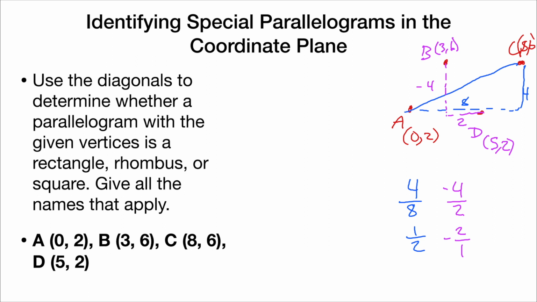Now they are not going to be congruent, which means it is not a rectangle and therefore not a square, but they are perpendicular because they are, in this case, going to be opposite reciprocals, which means it has to be a rhombus.